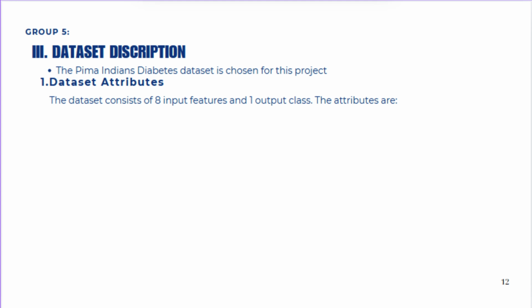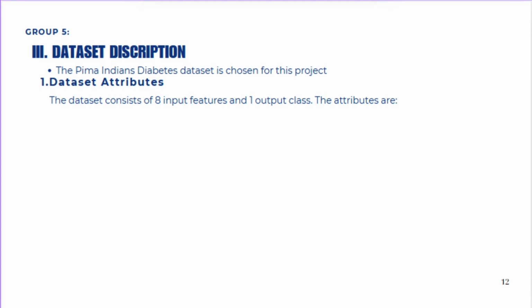Next, we'll come to the dataset description. The dataset contains medical and demographic data for 768 female patients of Pima Indian heritage. The Pima Indians diabetes dataset is chosen for this project for the following reasons. Its balance of medical, lifestyle, and demographic variables focuses on risk factors relevant to type 2 diabetes. It's suitable for data mining tasks such as feature selection, classification, and regression.